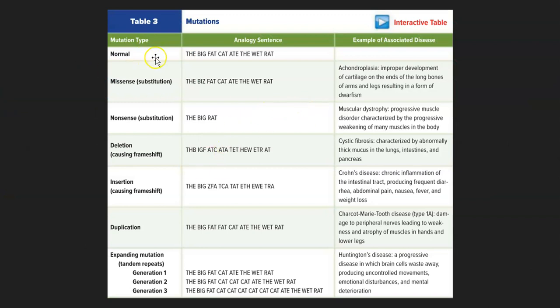So here's a picture from your book. This would help you understand, using an analogy of English sentences, what this means. You can see different types of mutations, chromosomal and genes. And here are some examples: achondroplasia, muscular dystrophy, cystic fibrosis, that's a huge one. There are many different mutations that cause that. Crohn's disease, chronic inflammation of the large intestine, intestinal tract, sometimes even the small intestine, very painful. And then Huntington's, Charcot-Marie-Tooth disease. I think that's how you say it. Huntington's disease. So this is just in your book. I'll pause it right here and you can read that.